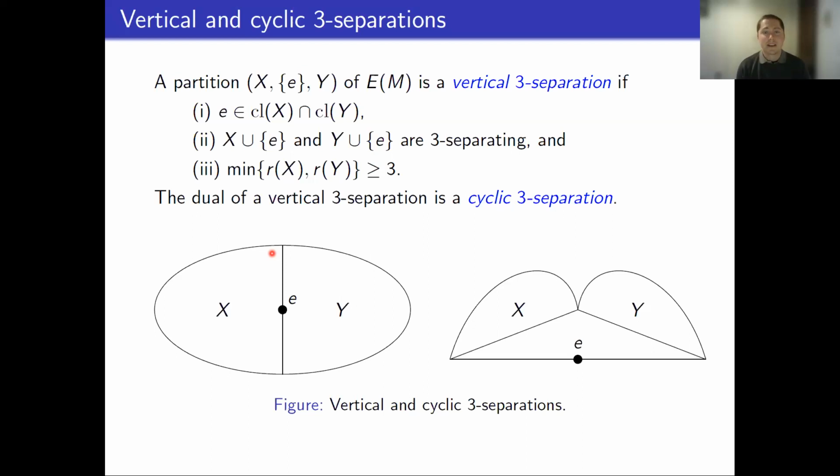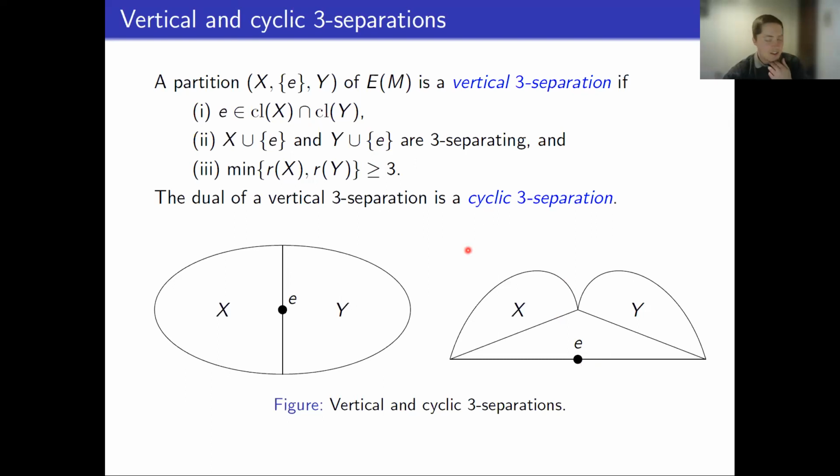And the dual notion, that is in the dual of M, we would call a cyclic 3-separation. So you could write down the definition for yourself. The element E would be in the co-closure of both sets, the sets are both 3-separating, and their co-ranks are both at least 3 for X and Y. And here's a nice little picture for you because pictures are neat. So you've got E in the guts over here, and E in the co-guts over here. These lines are always going to be sitting in what the intersection of 3-separating sets looks like. Here's a co-guts element there.